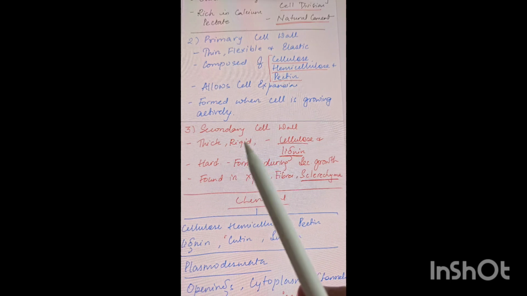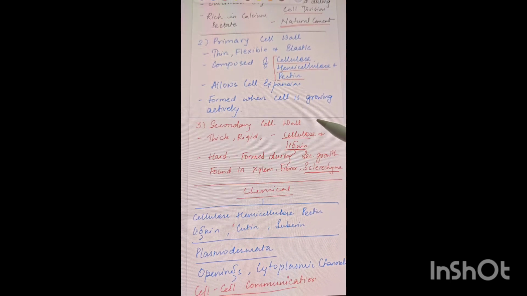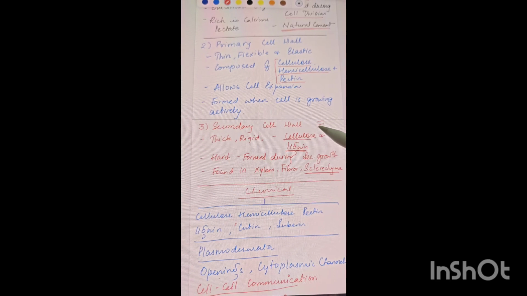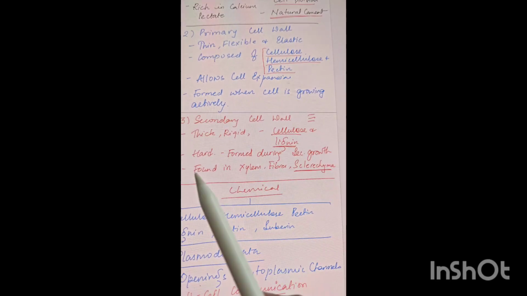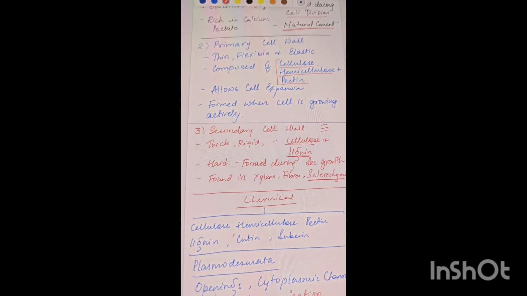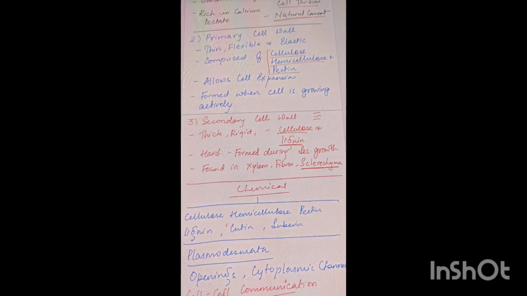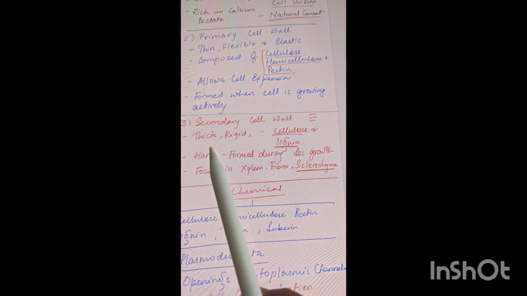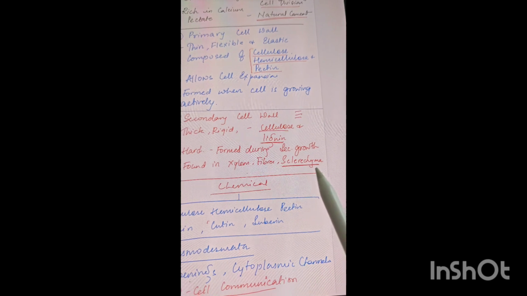Coming to the secondary cell wall, as I said, the secondary cell wall is not just a single layer, it does have 3 layers. So secondary cell wall 1, 2 and 3. It is also thick, rigid, and it is made up of cellulose and lignin. It is very hard and formed during the secondary growth. When we say it is hard, it is because of the composition of the cell wall. So it is generally found in xylem fibers and sclerenchymatous cells.